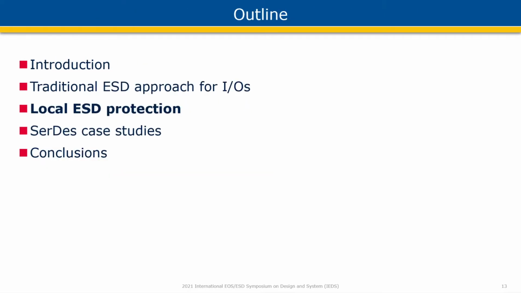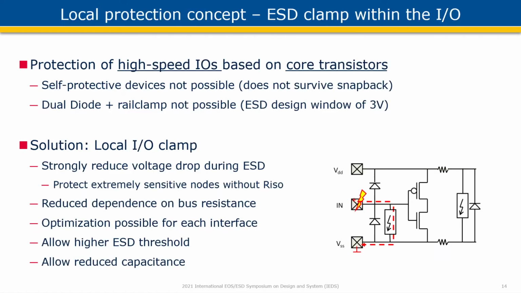So we now move on to the local ESD protection scheme. As we have seen, protection of high-speed I/Os based on core transistors is not possible since self-protective devices and dual diode plus rail clamp options are not feasible. The solution is to use a local I/O clamp. The local I/O protection concept has many advantages when applied to high-speed circuits.